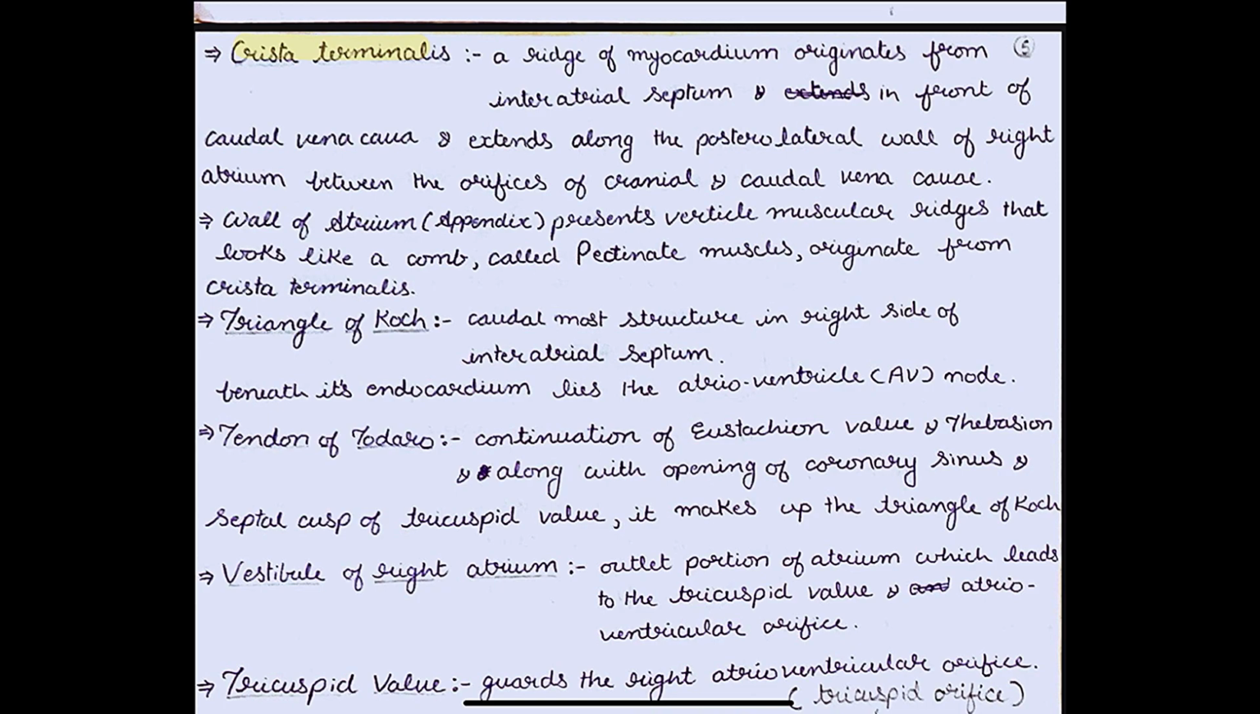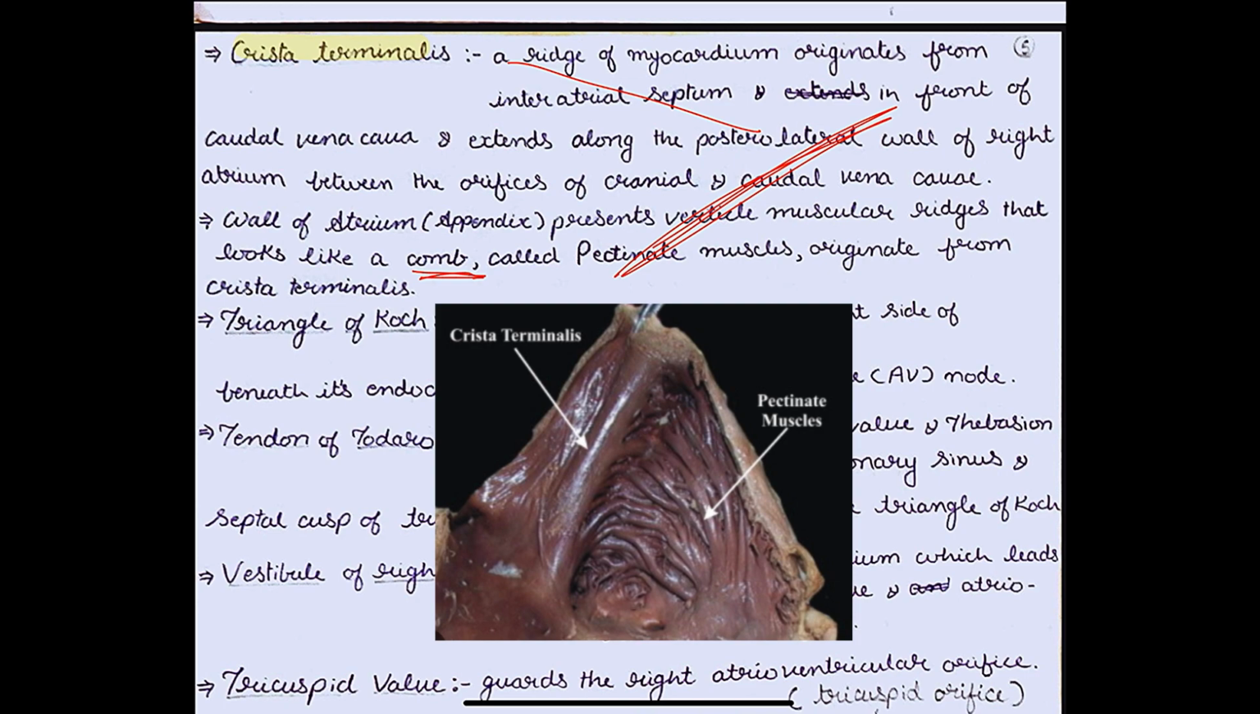It is the ridge of myocardium which originates from the interatrial septum, in front of the caudal vena cava, and extends along the posterolateral wall of the right atrium, between the orifices of the cranial and caudal vena cava. So what is the significance here? This definition is not the significance. The significance is the comb-like structure, which is formed by this crista terminalis and muscles called pectinate muscles. These lines are the pectinate muscles, while this band is the crista terminalis.